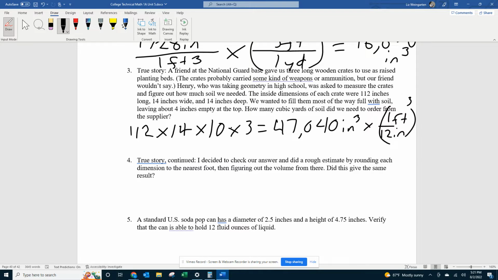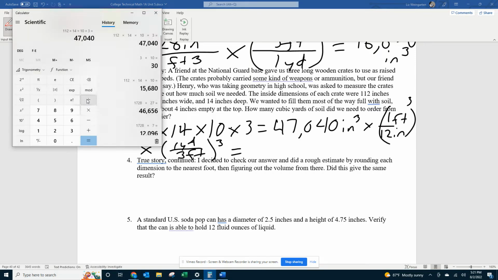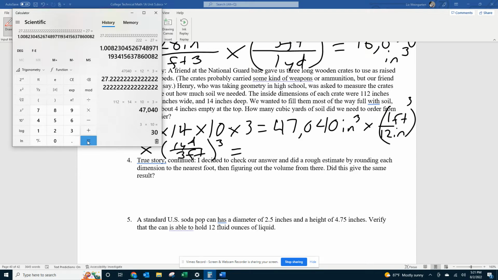Running out of space. We also have to multiply that to get rid of the yards. So we are going to have in 1 yard, 3 feet. That's going to be cubed. So we are going to divide this whole thing by 12 cubed. And then we are going to divide it by 27. And we get about 1 cubic yard, maybe 1.01.